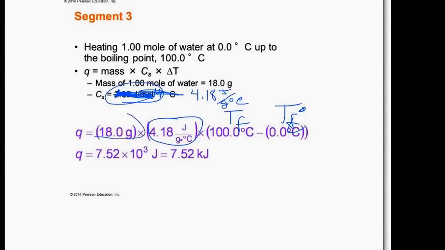And then we multiply that, because even though we started off with 18 grams of ice, we still have 18 grams of liquid. That doesn't change. The geometry and density and all that changes, but the total mass doesn't. So we still have the same amount of water, whether it's ice, steam, or liquid. And so we multiply out this, and what we get is 7.52 kilojoules. So now we've calculated the kilojoules for each of the segments 1 through 3.